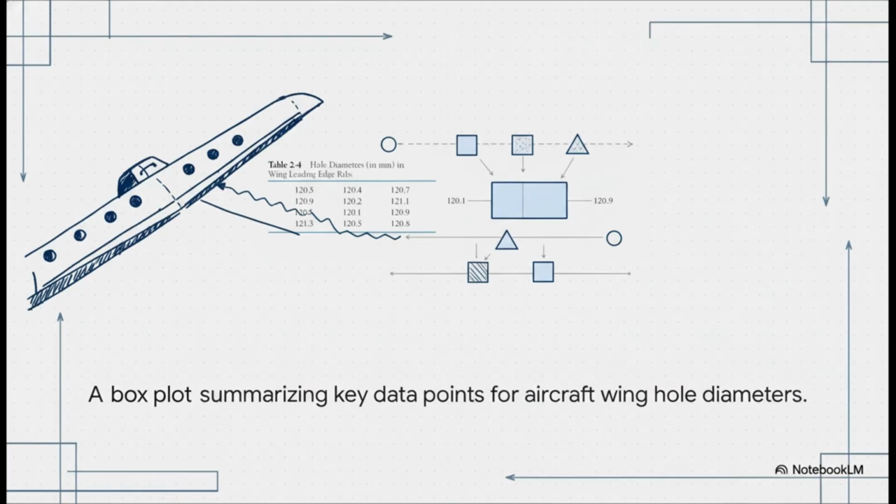Or, for a different kind of snapshot, we can use something called a box plot. Now, this little graphic is incredible. It packs in what's called a 5-number summary of the data. You get the minimum, the maximum, the median, and the quartiles, all in one clean, simple image. Here, for example, we can quickly see the variation in the diameters of holes being drilled in an aircraft wing.